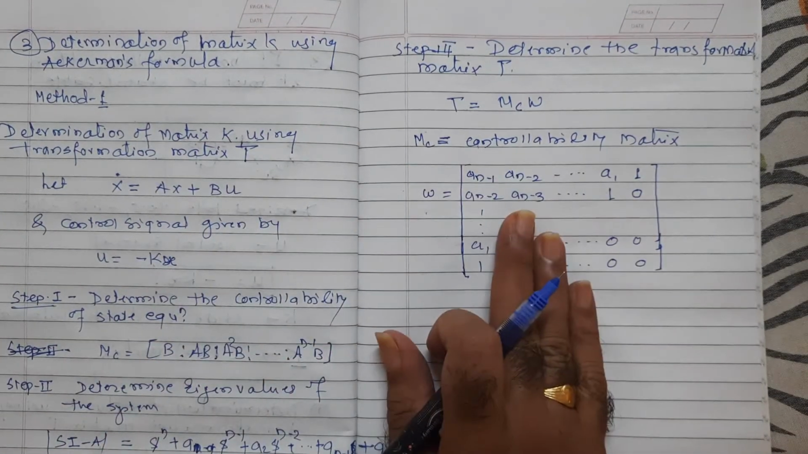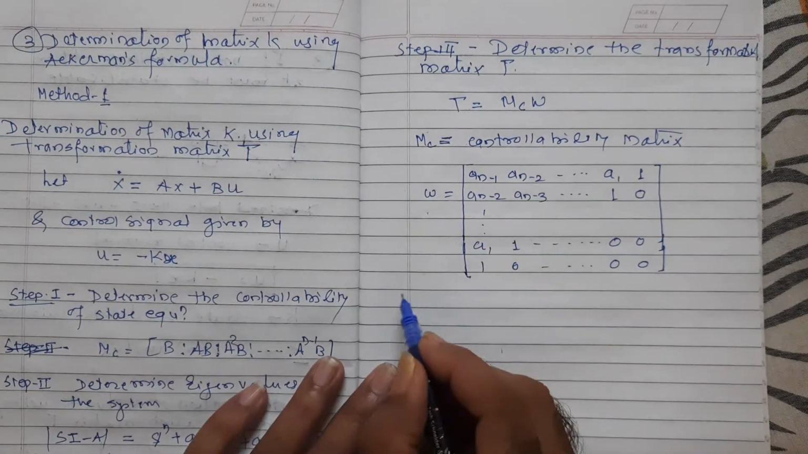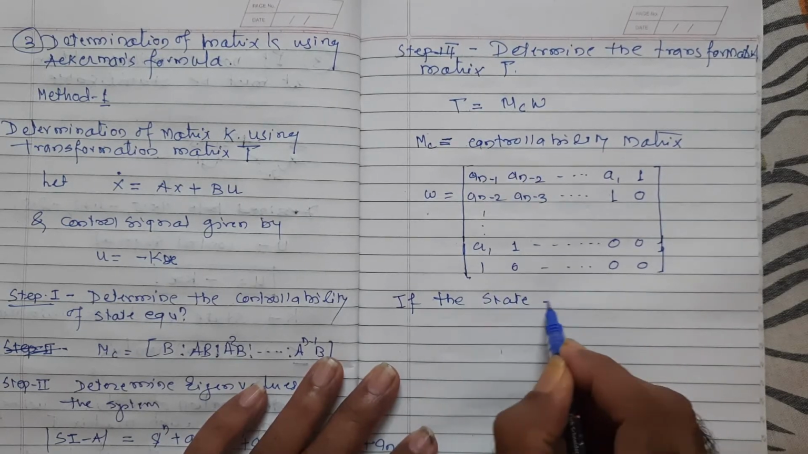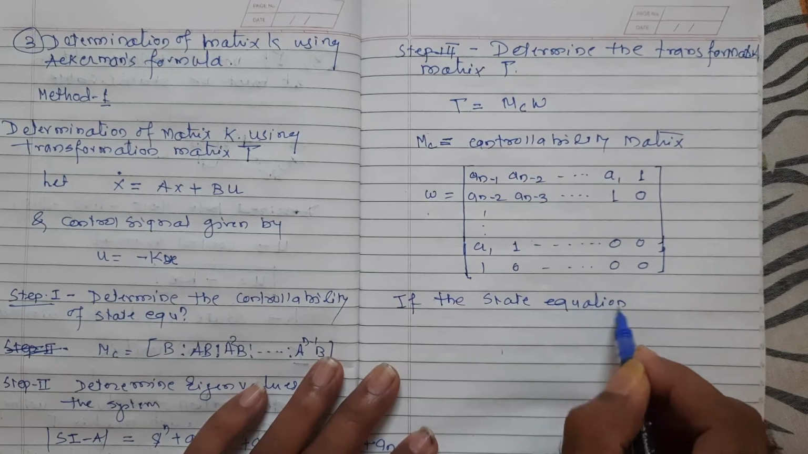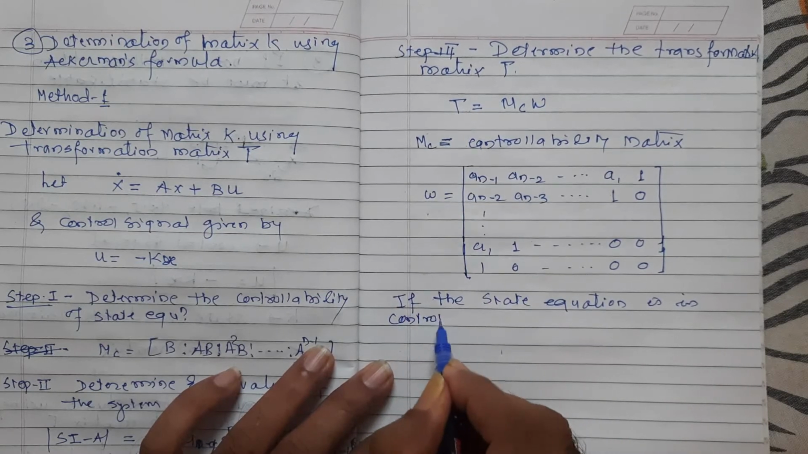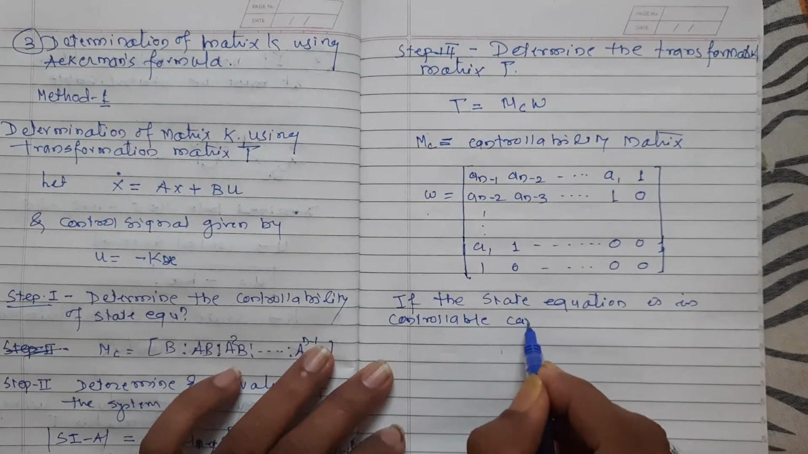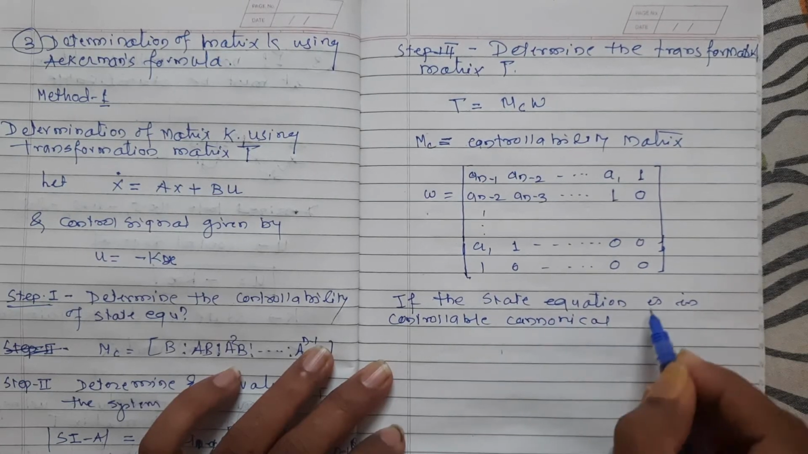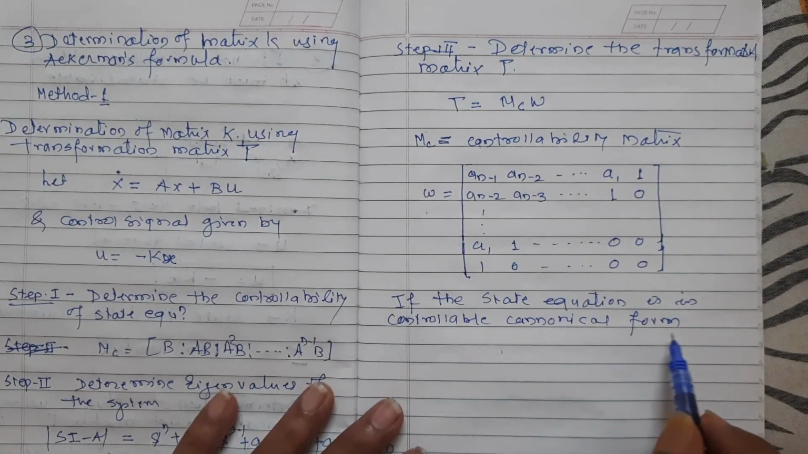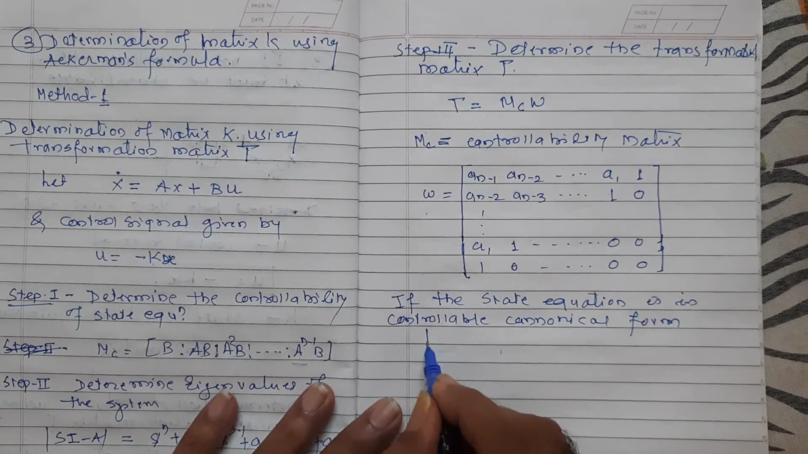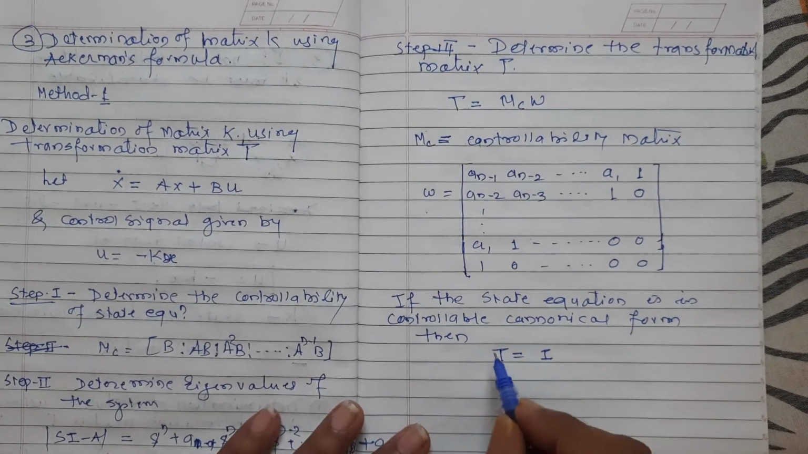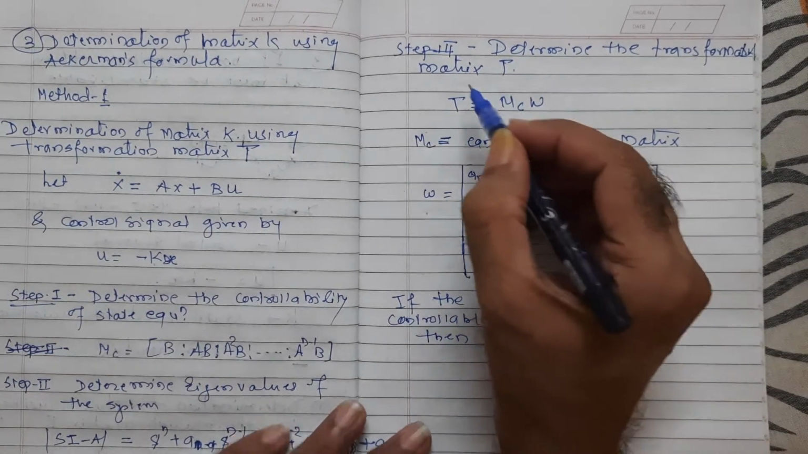Now see here, this we will find out. If the state equation is in controllable canonical form, then T is equal to I. Then T is equal to I. Here T is equal to Mc W.